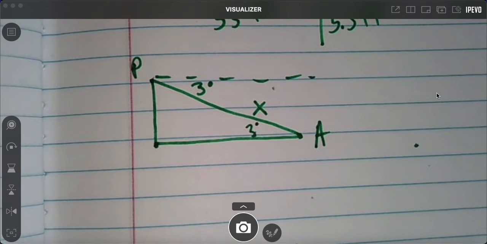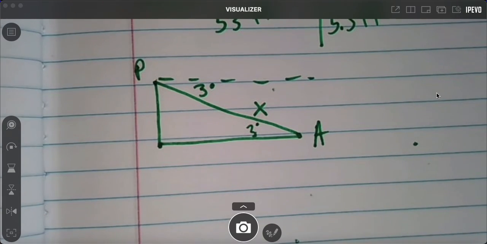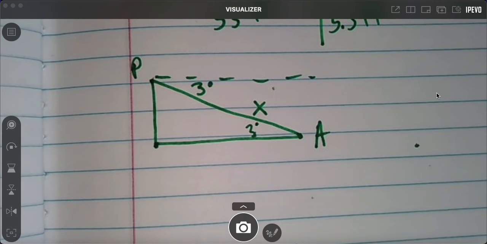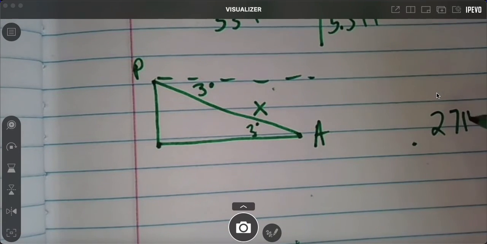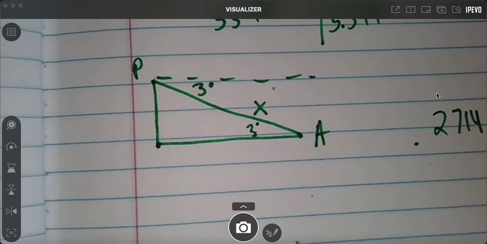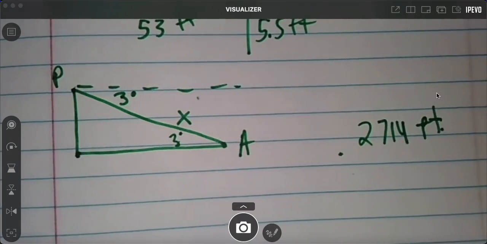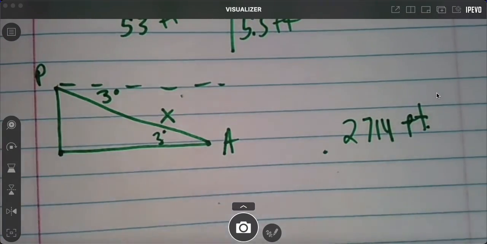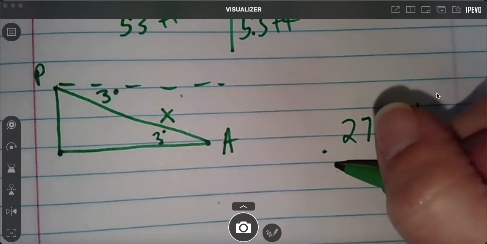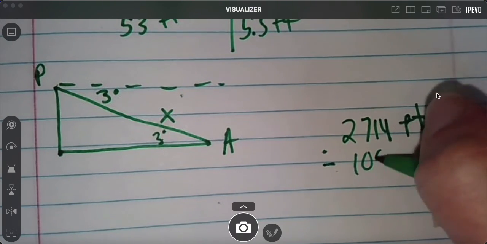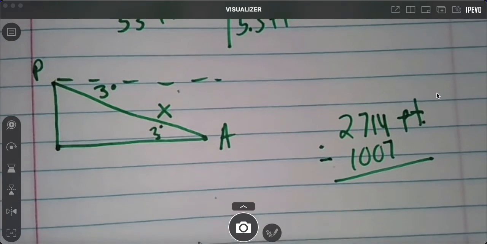And they tell me that the height of the plane is 2,714 feet. But wait, that's not all they wanted to tell me. Starting from a height of 2,714 feet above sea level, the airport is 1,007 feet above sea level. So what's the height of the plane from the airport? What's this height going to be? You would have to subtract 1,007, because they're both above sea level.